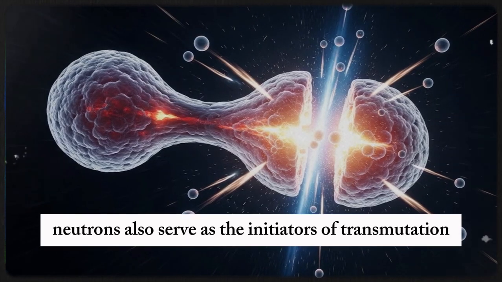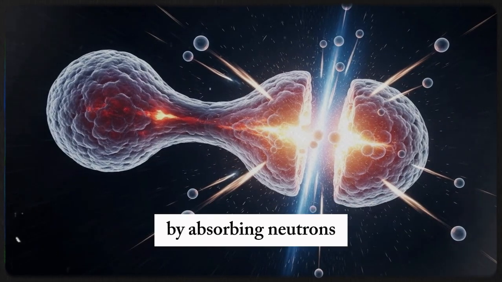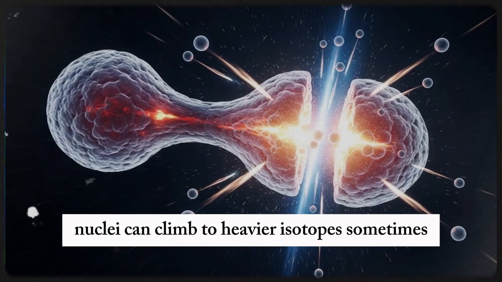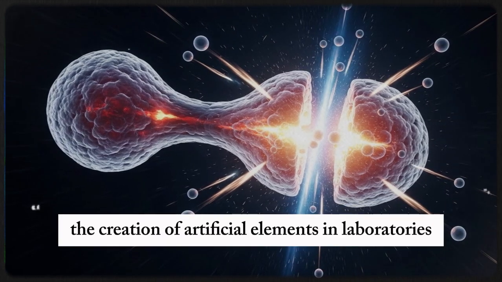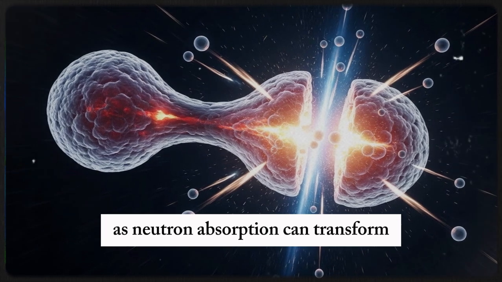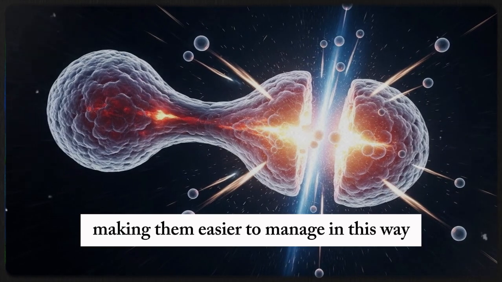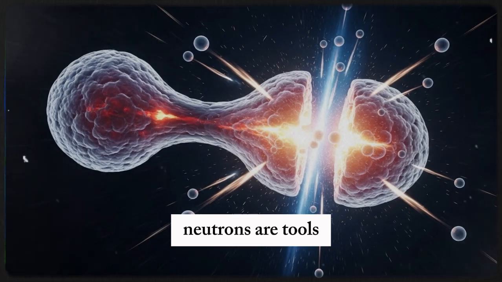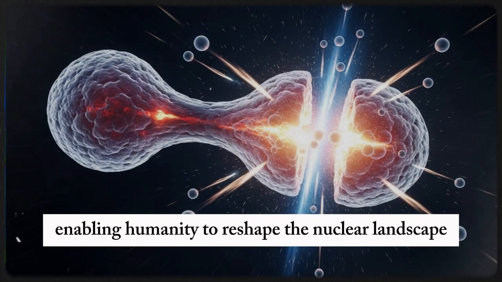Neutrons also serve as the initiators of transmutation, the process by which one element changes into another. By absorbing neutrons, nuclei can climb to heavier isotopes, sometimes becoming unstable and decaying into different elements altogether. This principle underlies the creation of artificial elements in laboratories. It also governs the long-term behavior of nuclear waste, as neutron absorption can transform isotopes into forms with shorter half-lives, making them easier to manage. In this way, neutrons are tools not only of reaction but of transformation, enabling humanity to reshape the nuclear landscape.